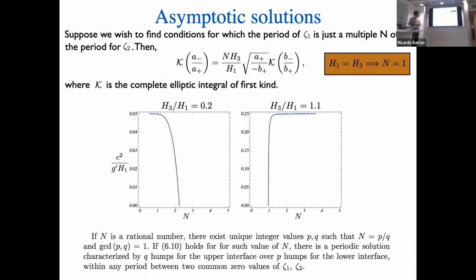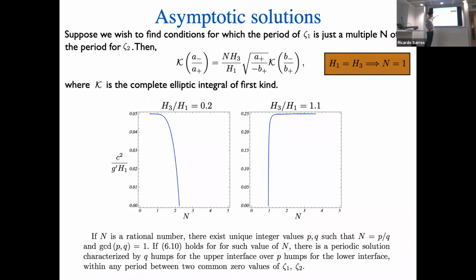Now the idea is that if I'm looking at two periodic orbits, I ask when can I say that one period is a multiple of the other one? And this is the condition that I have to satisfy. I don't want to get into details, but this can be obtained, and plotted right away once you plug in the parameters.